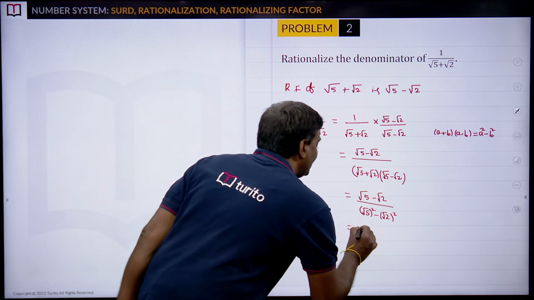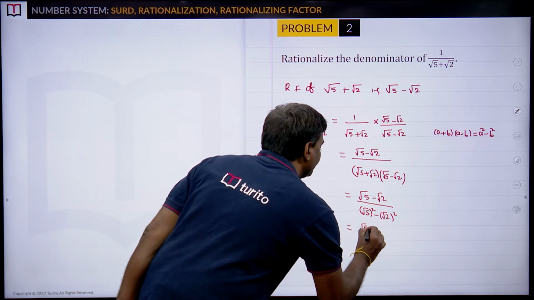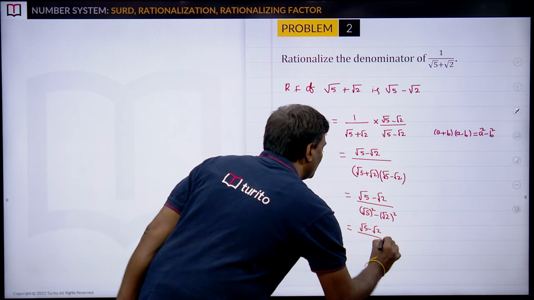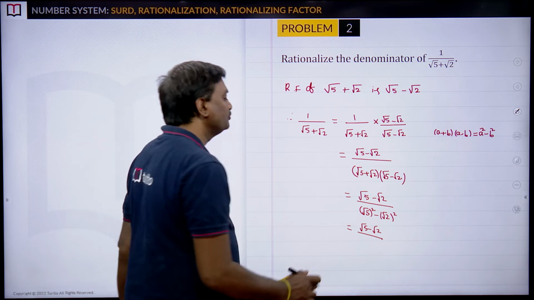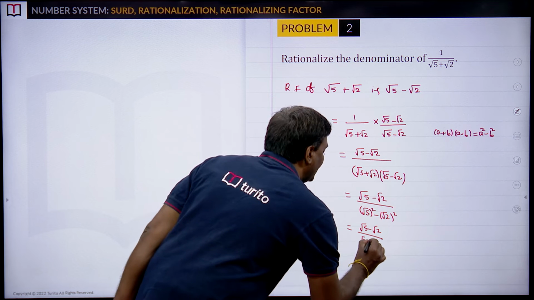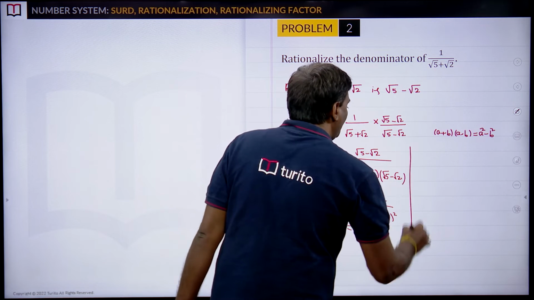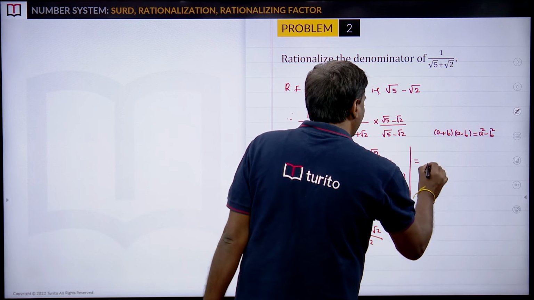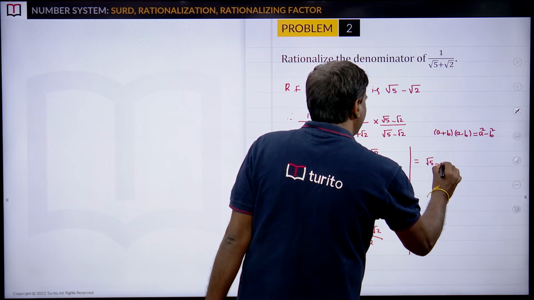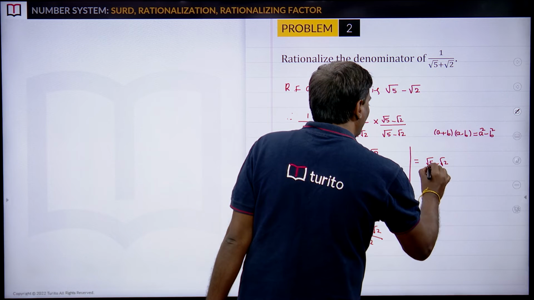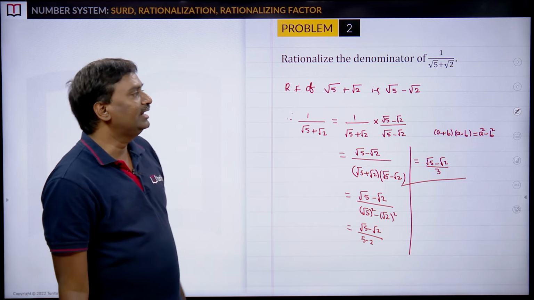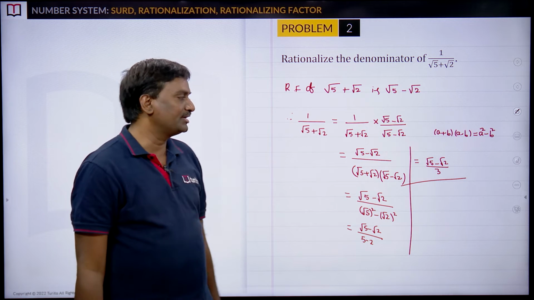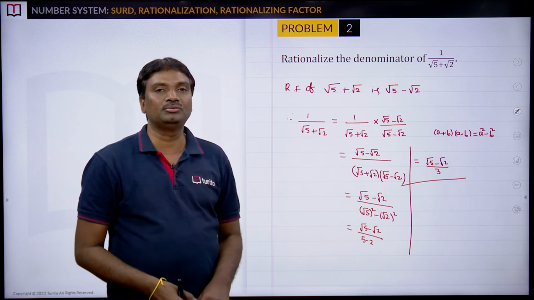So, by simplifying, in the denominator root 5 whole square means 5, root 2 whole square means 2. So, 5 minus 2. So, 5 minus 2 means 3. So, you will get root 5 minus root 2 by 3. By rationalizing the denominator of the given fraction, we got root 5 minus root 2 by 3.